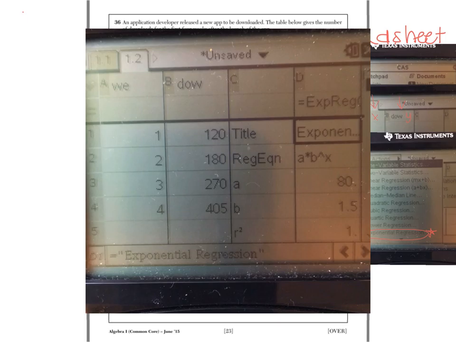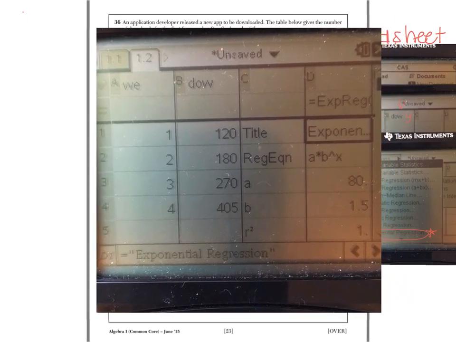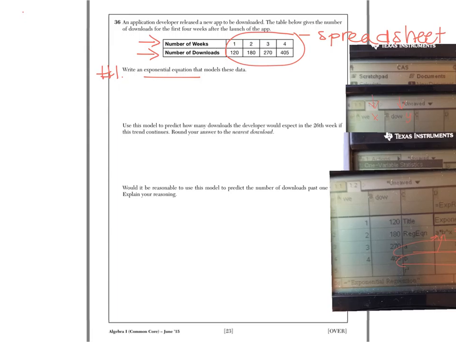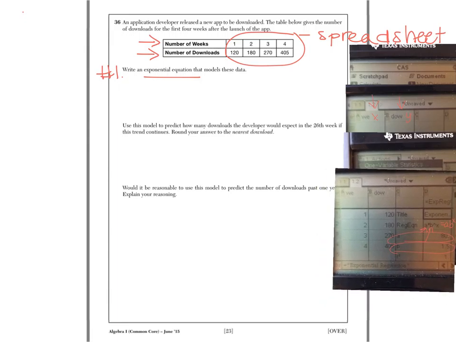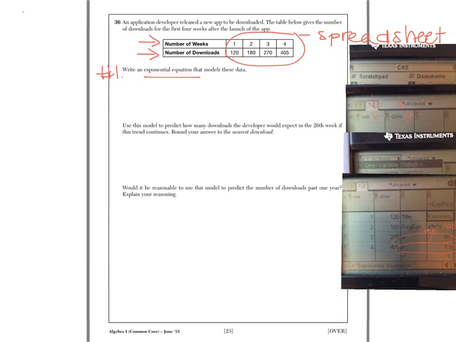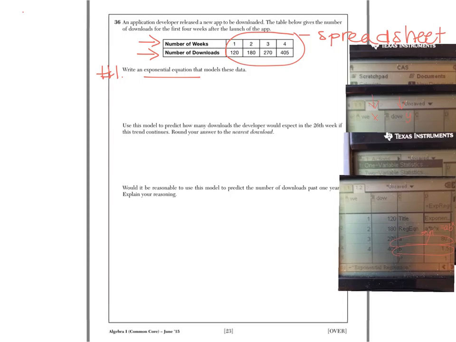And here are the values that you should get. This is your value for A, which goes here. And this is your value for B, which goes there. The way to interpret this equation is A times B raised to the X power. So we want to write an exponential equation, and it looks like this.